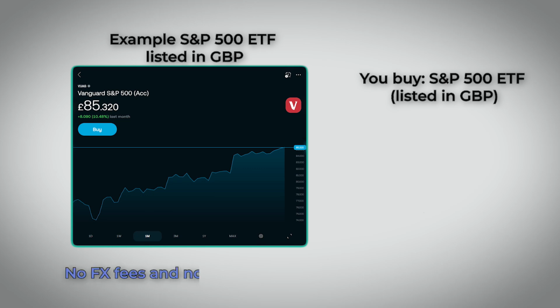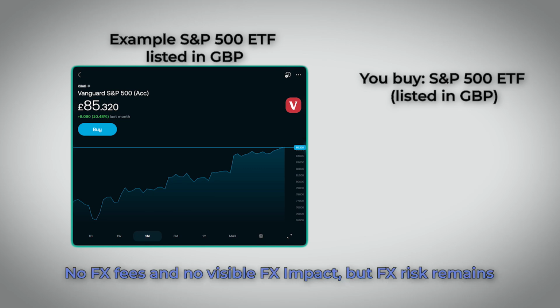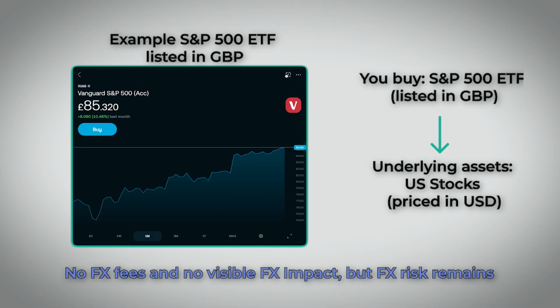Because it's listed in GBP, there are no FX fees, and you won't see any FX impact labelled on Trading 212. But behind the scenes, the ETF still holds US stocks priced in US dollars. So the ETF trades in GBP, but the underlying stocks are traded in USD. This means its performance will still be affected by exchange rate movements. If the pound strengthens, the ETF may underperform compared to its USD equivalent, even if the stocks themselves perform the same.